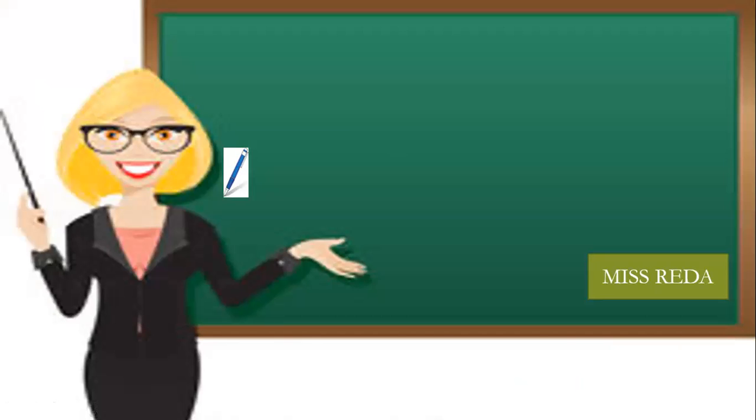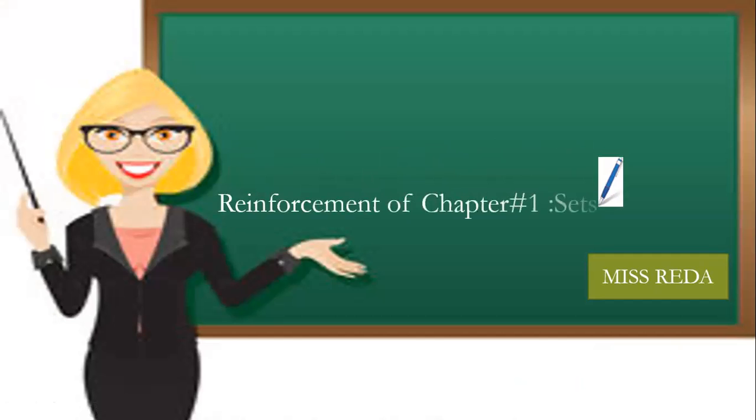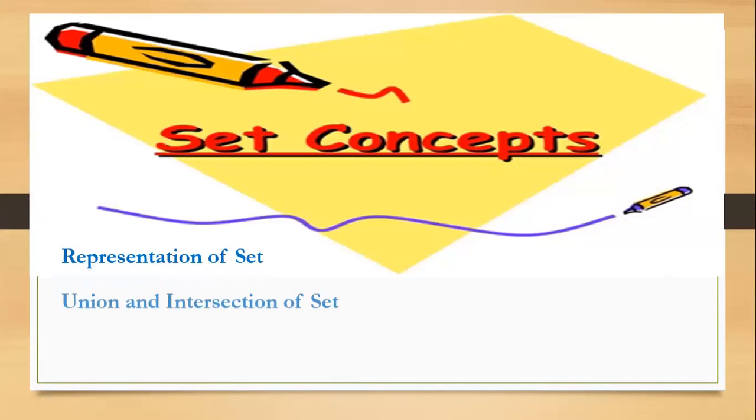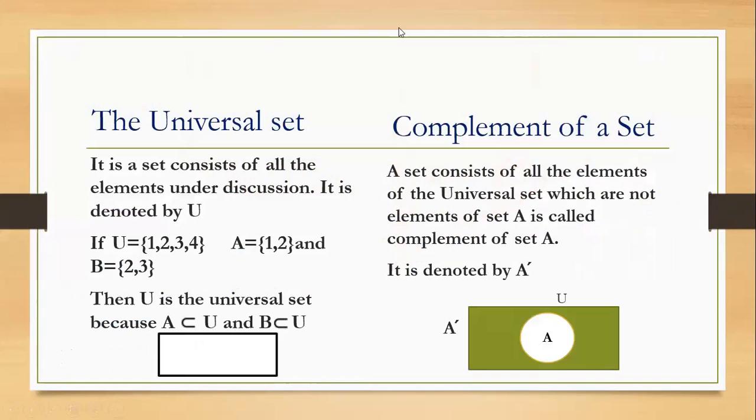So where were we? We were discussing chapter number 1, sets, in our previous session. So let's review the first half of chapter 1. As you know, I'm your teacher, Miss Reda, teaching you maths for this session. We have discussed in the previous session representation of set, union and intersections, power sets, and difference of two sets. Today we are going to start with universal set.